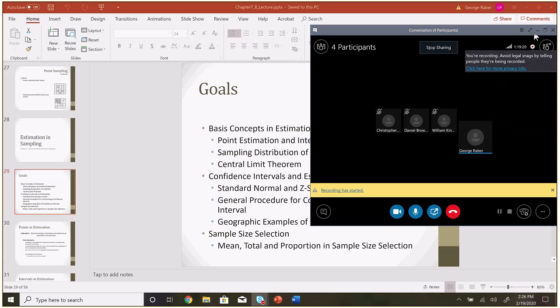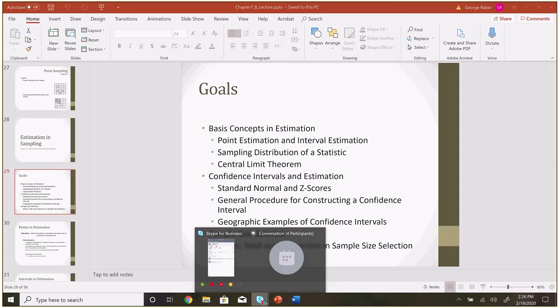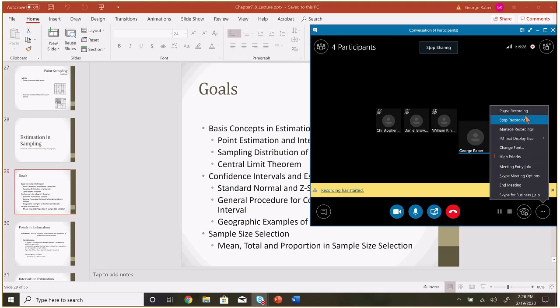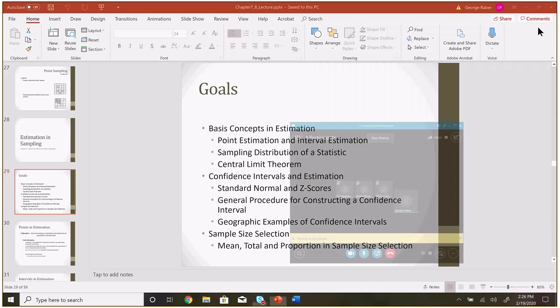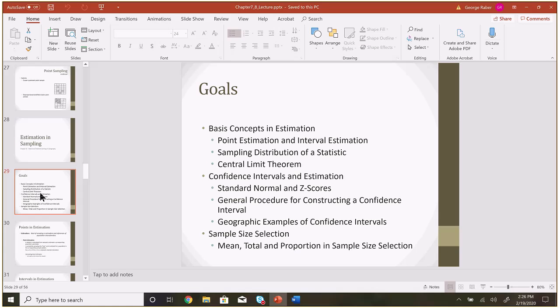All right, so now we're on to the second half of today's lecture, which we'll talk about. We're going to talk about estimation in sampling. So once we've sampled, lots of times we want to know something about the population. There's three different things that we're going to talk about: the mean, the total, and the proportion, and sample size selection.